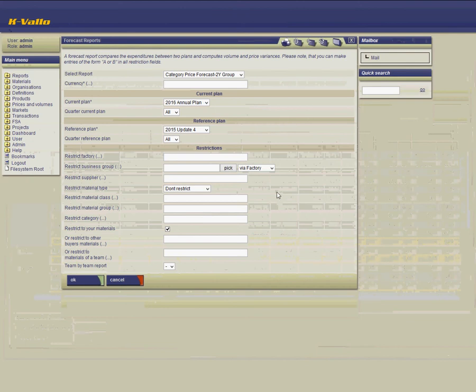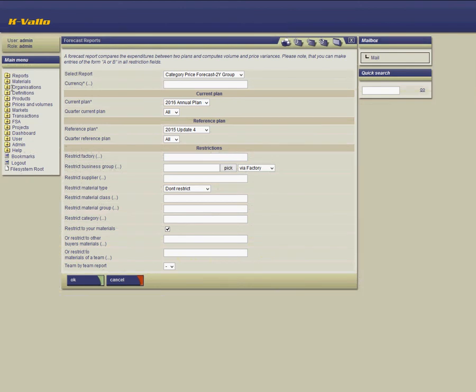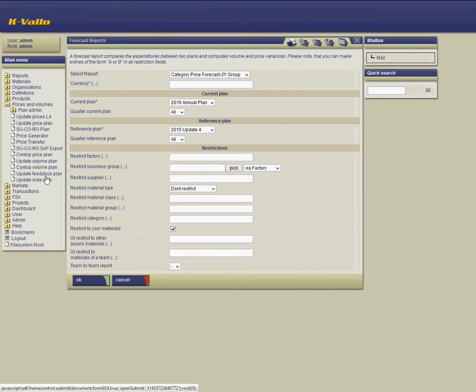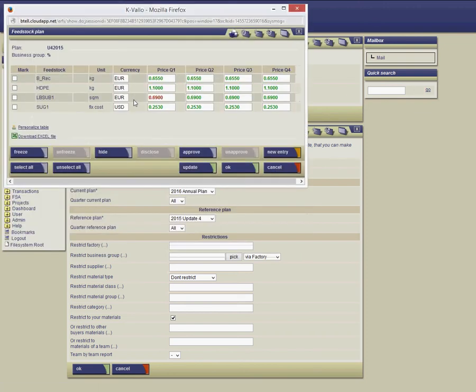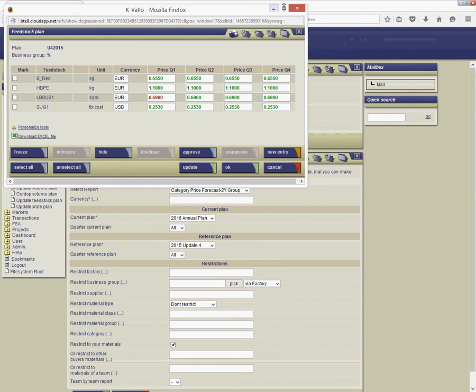Sugar is the next item. Sugar is very specific because sugar is a globally traded commodity. What we say now is we have feedstock plans, and I'm going to show you the one for the planning period, and it is a copy of the 2014 actual.